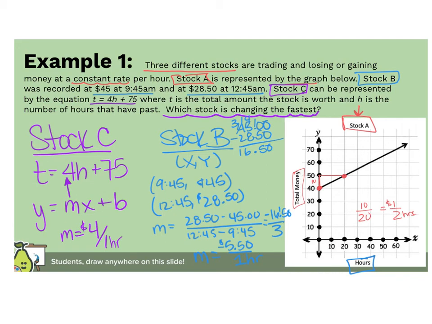It's dropping. The other two stocks are increasing. This one's dropping, but it doesn't matter. Its absolute value is the largest. So stock B is changing the fastest. It's changing in a negative direction, but it's changing the fastest. So I'm out of room. So I'm going to go to the next slide to answer my question.